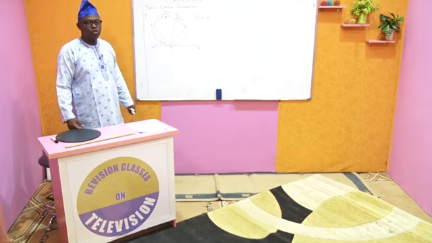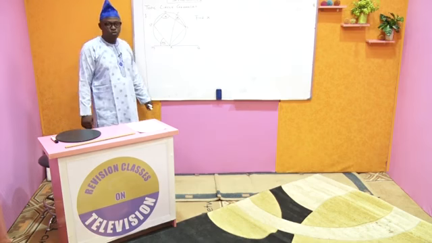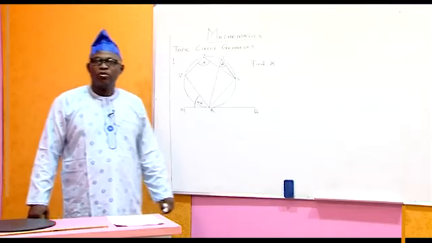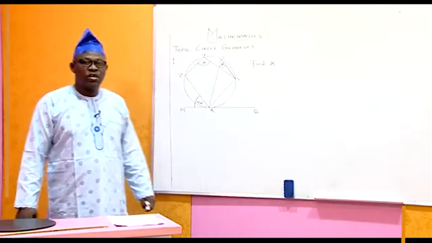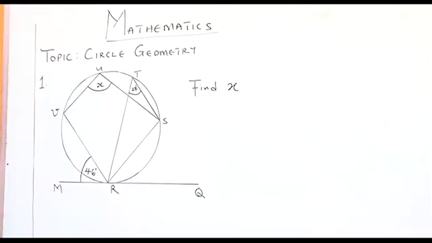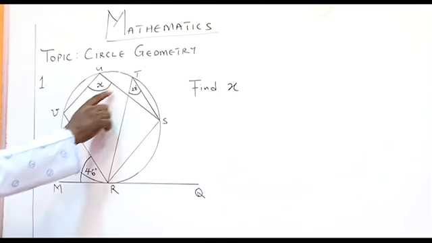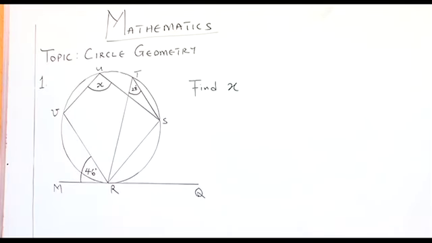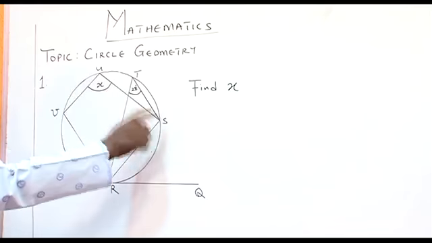Today we are going to continue with circle geometry. We are going to continue with this particular question on the board. If you look at the question on the board, we are required to find angle X. That is angle VUS.